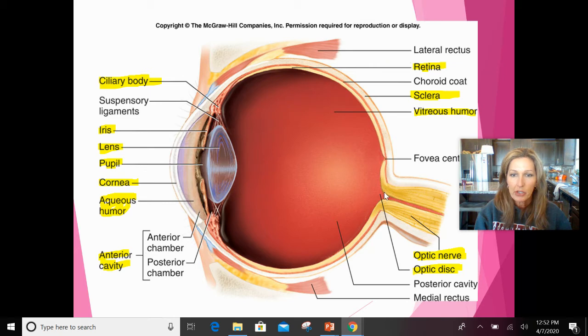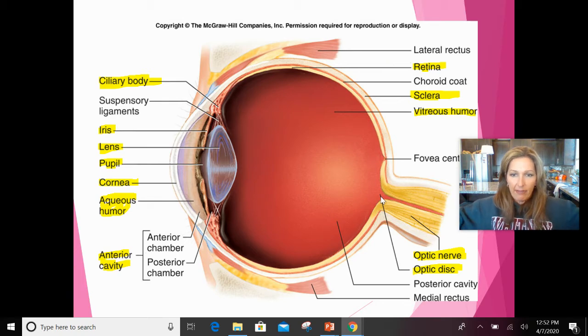Now, there is one region in the back of your eye where there are actually no photoreceptors. Right here at this optic nerve, there's a region that doesn't have any nerve endings on it, called the optic disc. So this optic disc is actually your blind spot.